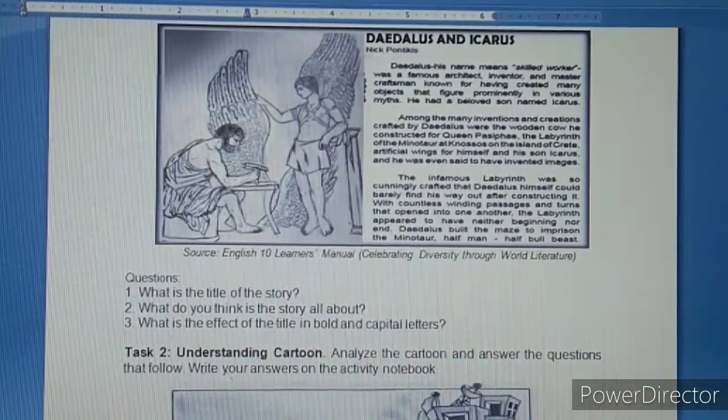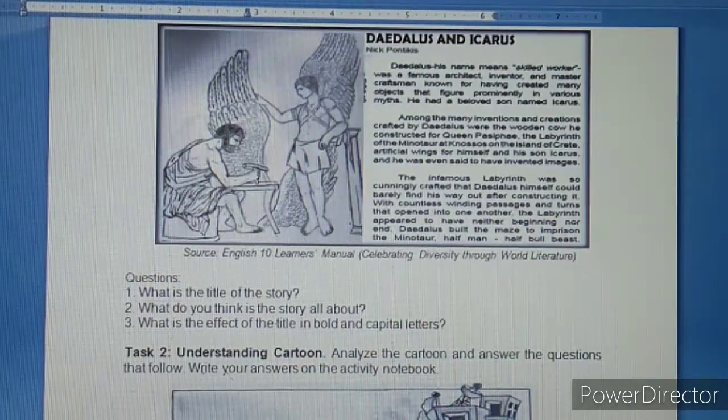So for number 2, the correct answer is, it is about the adventure of Daedalus and Icarus, who created wings in order to escape the labyrinth. So that's it for number 2.